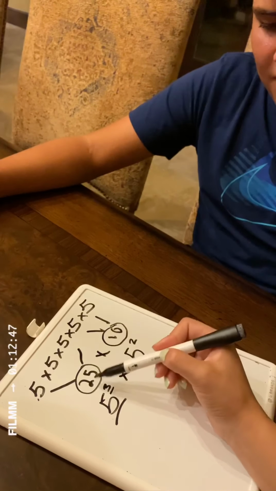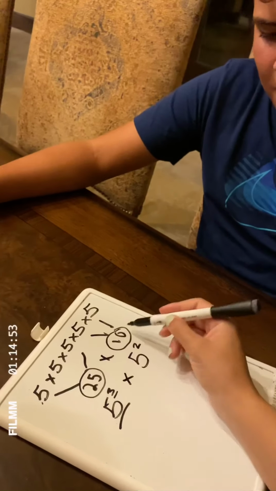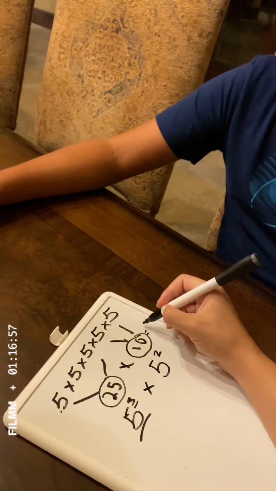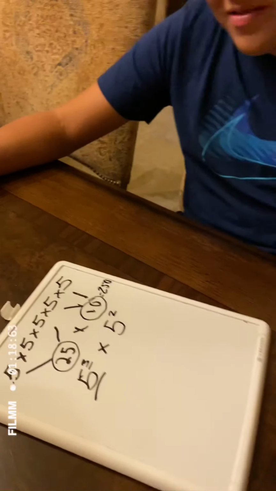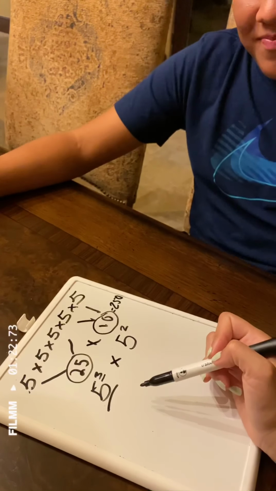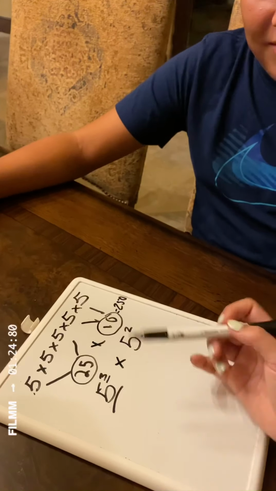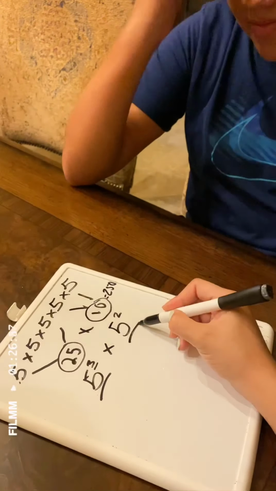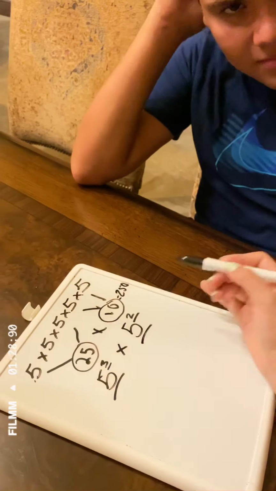Now, if you were to multiply the 25 and 10, what number would you get? 250. Yeah. So 5 is our base number, 3 is our exponent, also our power. So 5, our base, 2, our exponent or our power.